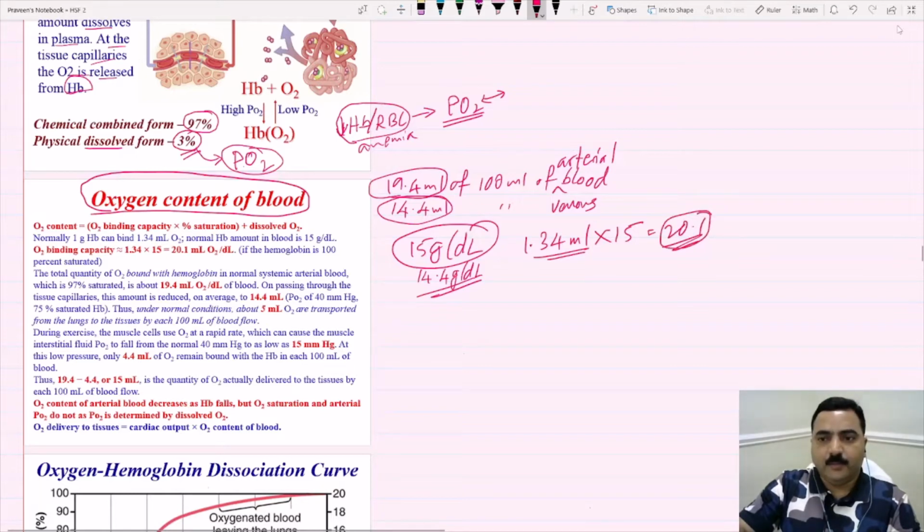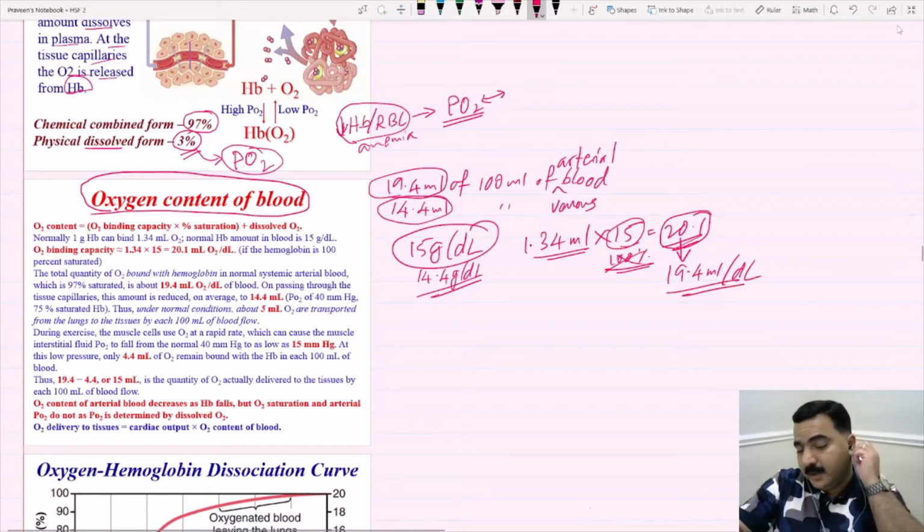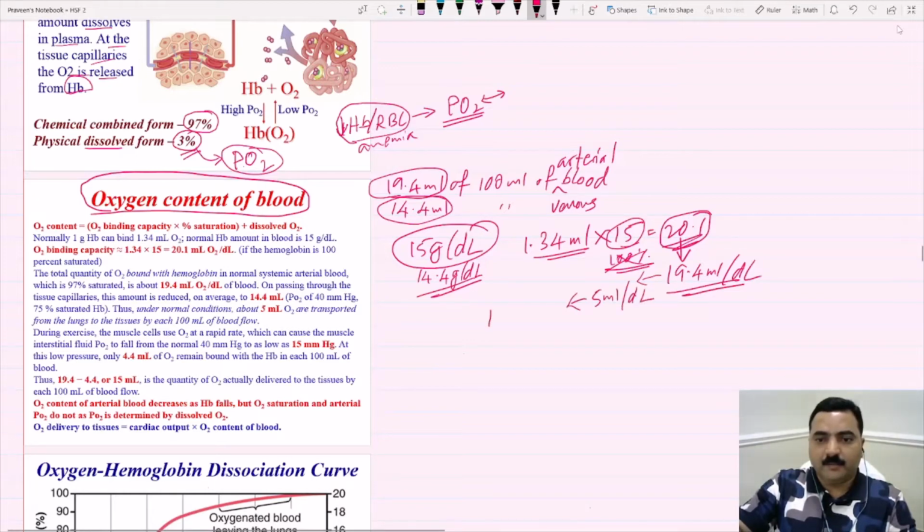This 20.1 is present if all the hemoglobin is at 100% saturation. But in our body you don't get 100% saturation; you get around 95 to 97% saturation. That's why, instead of 20.1, you get 19.4 ml per deciliter. That's the amount of oxygen that can be carried in the arterial blood. On average, the amount delivered to the tissue is around 5 ml per deciliter, so the venous blood will have about 14.4 ml per deciliter.